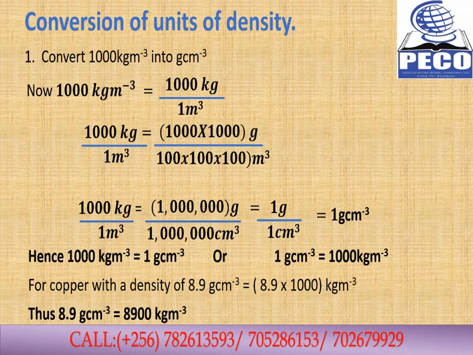So to convert from grams per cubic centimeter, this unit here, to kilogram per cubic meter, this unit here, you just have to multiply by 1000 like I've done here, and you get 8900, and vice versa. To convert from kilogram per cubic meter to grams per cubic centimeter, you just have to divide.